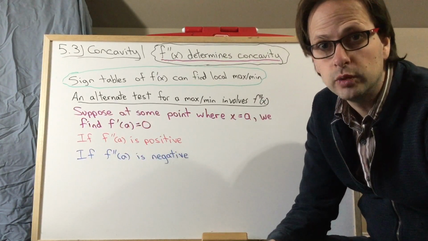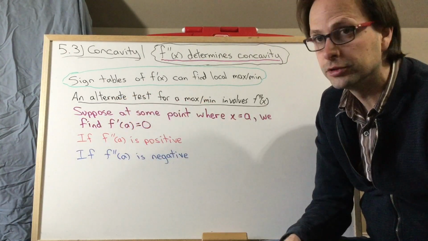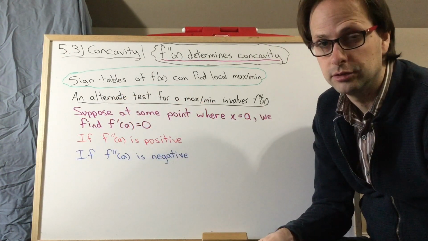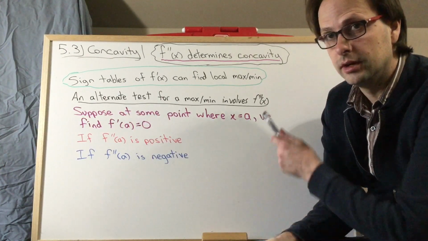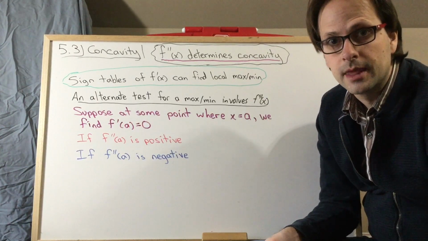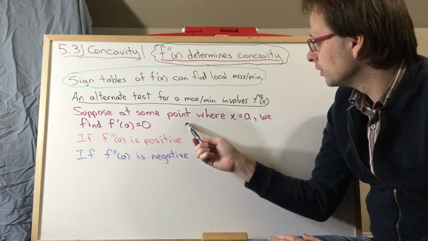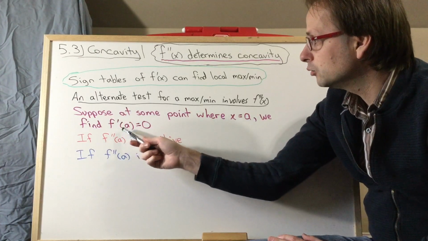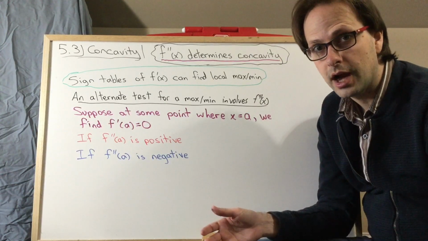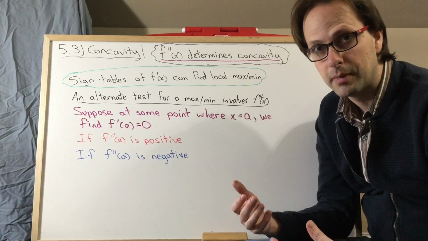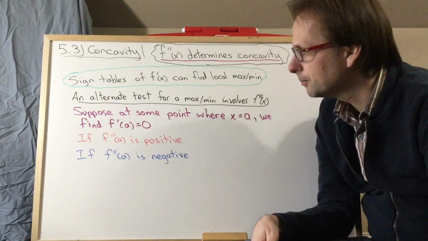Now let's be clear, we can already find max and min values. We can make a sign table on the first derivative, and that can locate max and min. But there's an alternate test for a max or min that involves the second derivative. And this is basically how it works. If you go through your first derivative and you find a point at which the first derivative is 0, then you can use concavity to help determine whether that's a max or a min. And that might spare you from having to make a sign diagram.